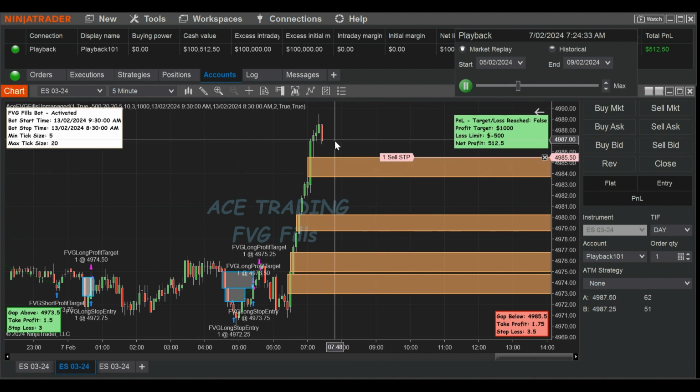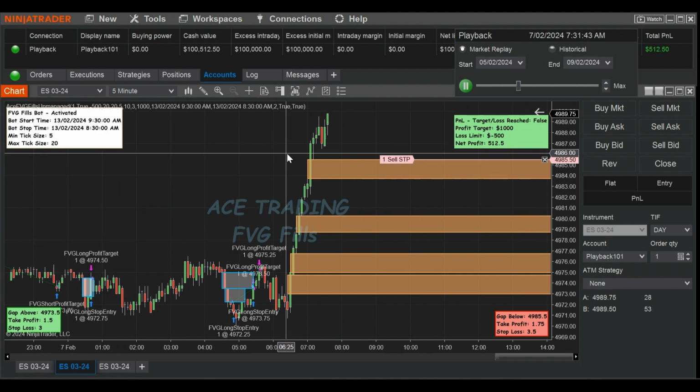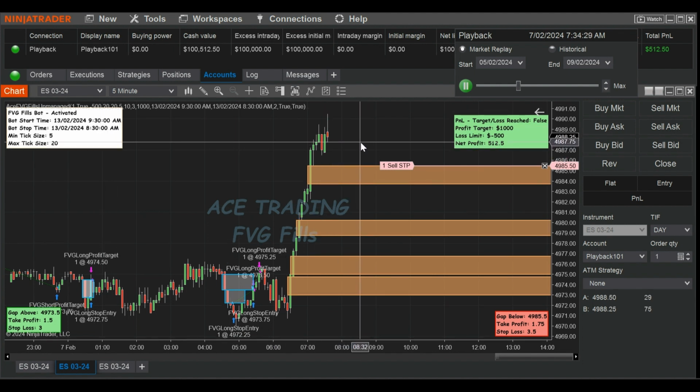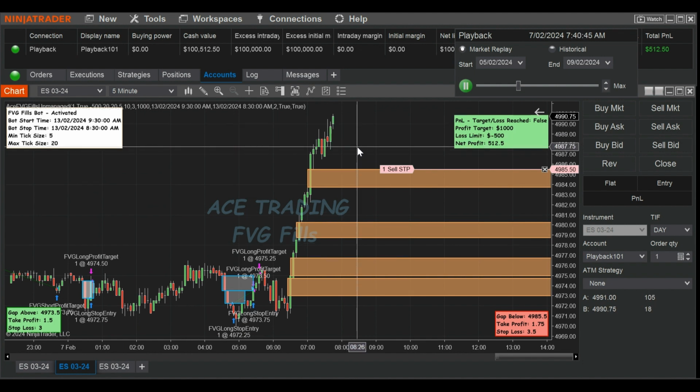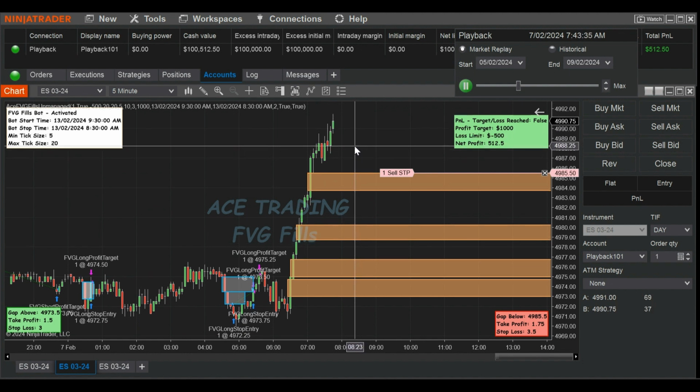As we move into the market open though, we will turn off the bot. So the bot will turn off at 8:30. 8:30 is about here. So if there's no more players right here, it will turn off, which is okay.